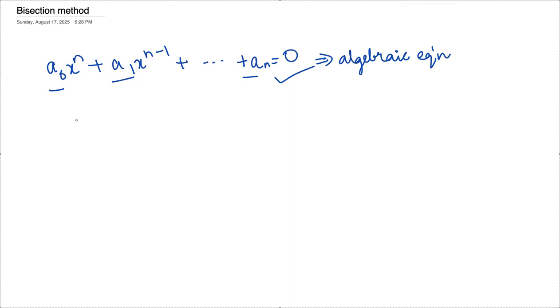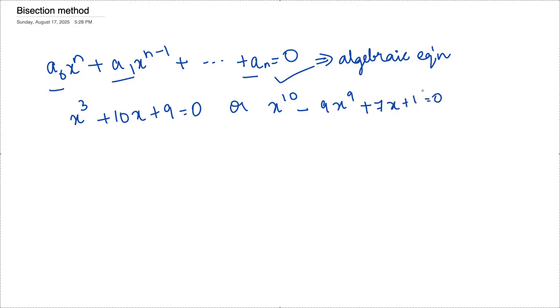So what are the examples of algebraic equations? We can say x cube plus 10x plus 9 is equal to 0, or x power 10 minus 9x power 9 plus 7x plus 1 is equal to 0. In the first algebraic equation, the degree is 3. Similarly, in the second, the degree is 10, right?